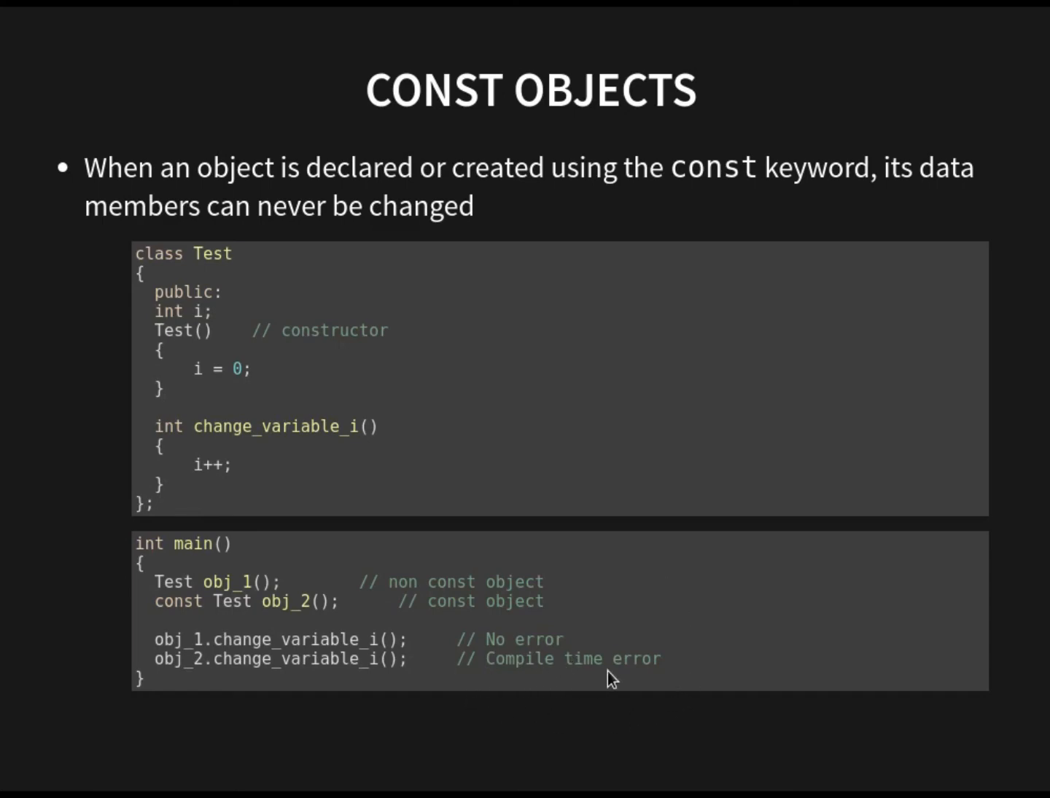The only way around this is declaring a variable mutable. The mutable keyword is used with member variables of a class which we want to change even if the class is of const type.